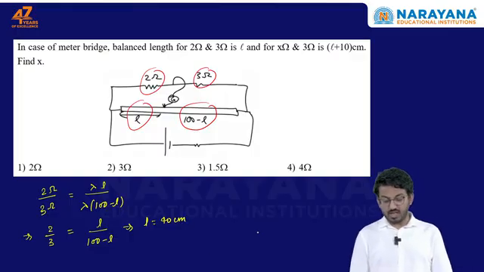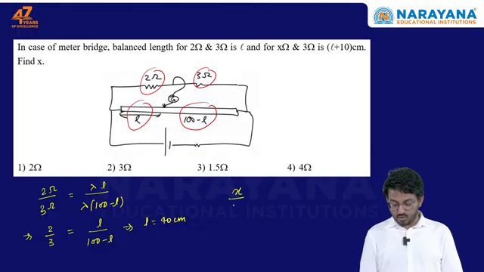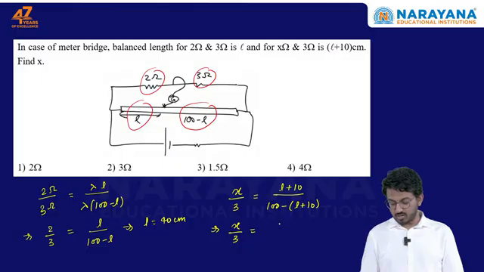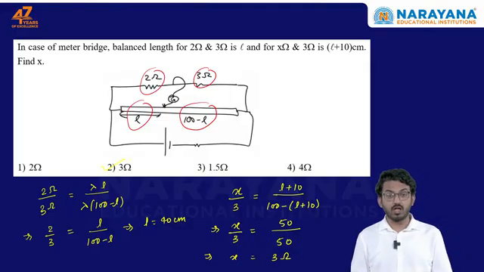Now L is 40, they are asking for the value of X if the new balance length is L plus 10. So notice this part here. We have X over 3 is equal to new balance length L plus 10 divided by 100 minus (L plus 10). Solving it further gives us X over 3 is equal to, L is 40, so numerator becomes 50, and L is 40 again, so denominator also becomes 50, giving us X is equal to 3 ohm. So option 2 being the correct answer here.